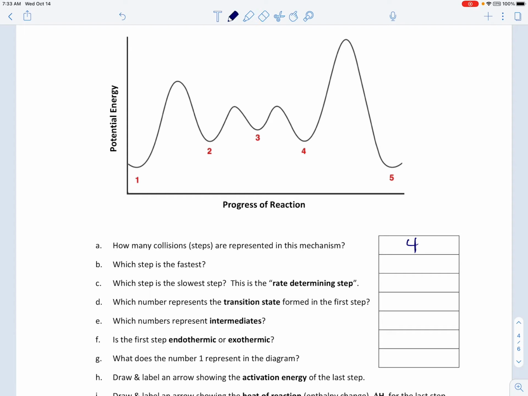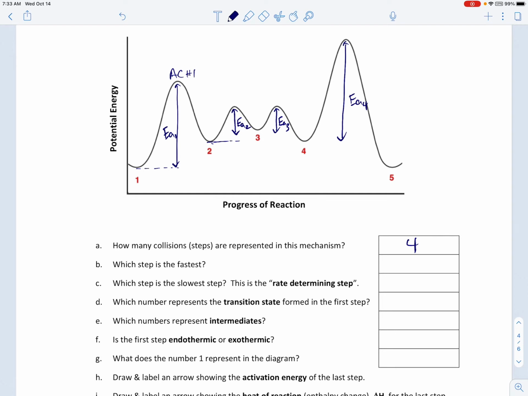Which step is fastest? Well, the fastest step has the lowest activation energy. The first step's activation energy would be here. Let's call that EA1. It's the difference from the reactants to the activated complex for the first step. Do the same thing in the second step, which begins here, and its activation energy is there. There's EA2. EA3 is here, and EA4 would be here.